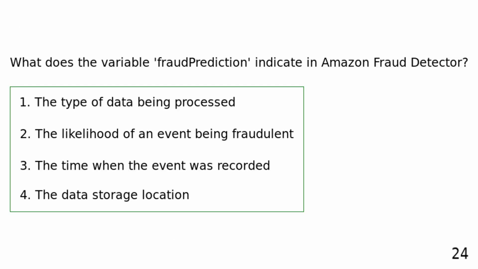What does the variable fraud prediction indicate in Amazon Fraud Detector? The type of data being processed. The likelihood of an event being fraudulent. The time when the event was recorded. The data storage location.